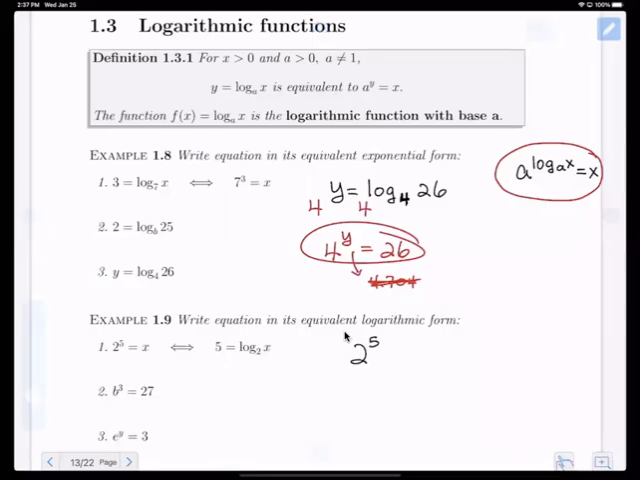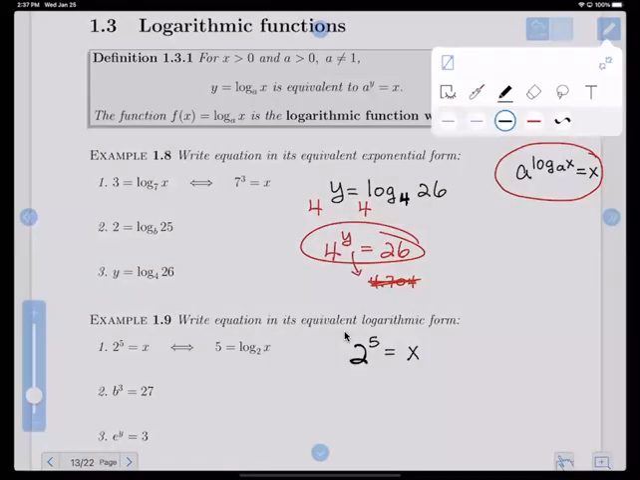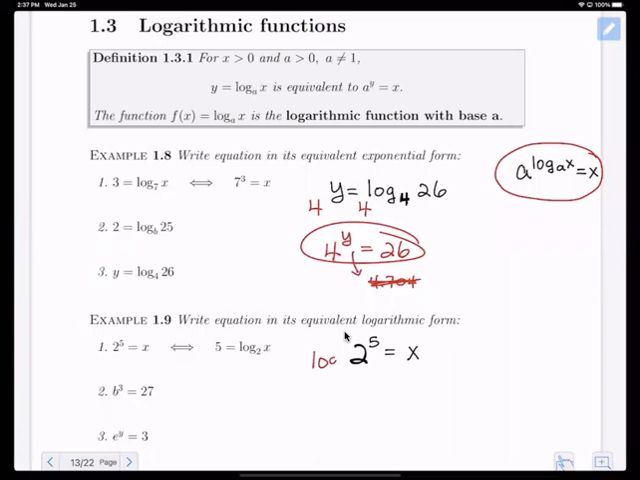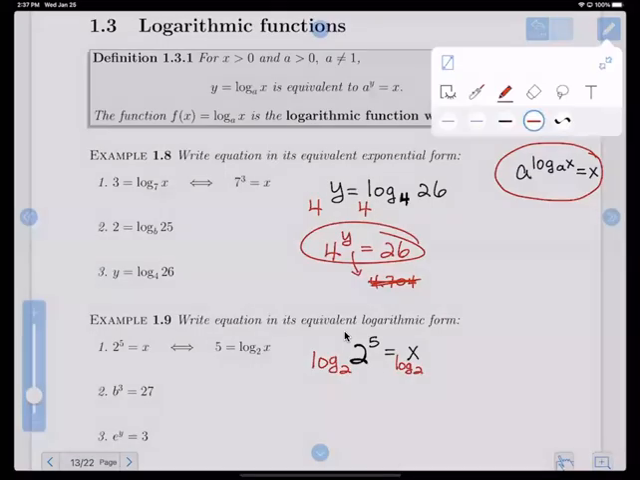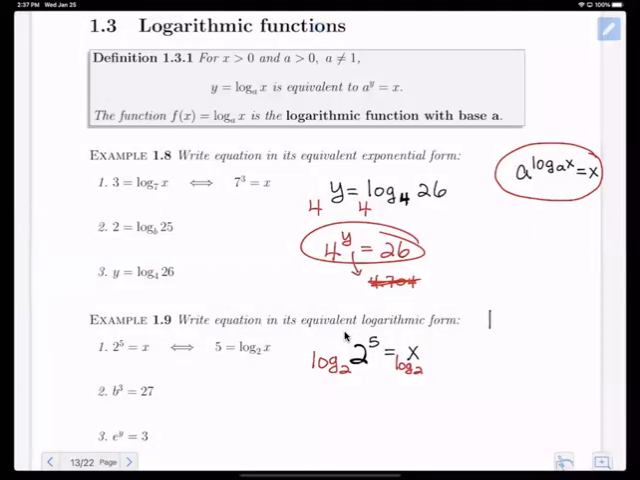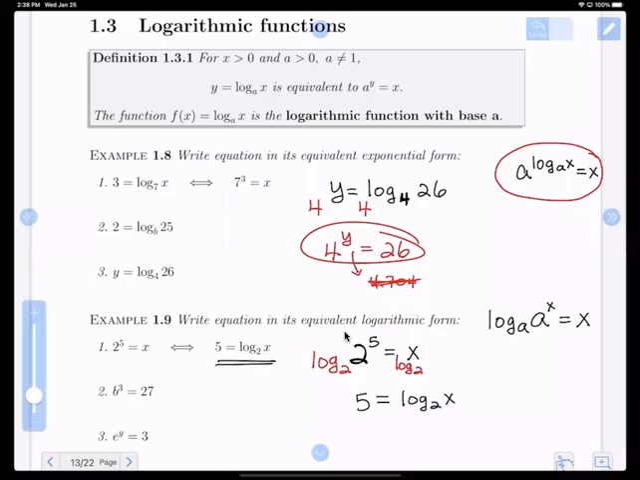2 to the 5th is equal to x. So this base is important. So 2 to the 5th. I want to raise both sides by log base 2. Log base 2. So the formula says log base a of a to the x equals x. That's what it meant. So the left side is 5, the right side is log base 2 of x. So we get this. This is important.